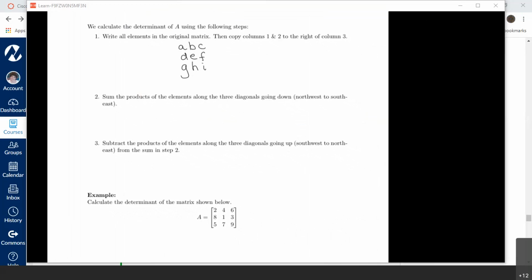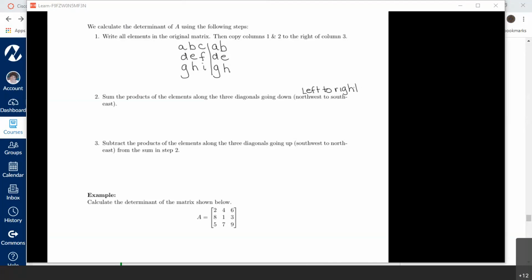And then it says copy columns 1 and 2 to the right of column 3. Okay, so if you take a look, I've got column 1, 2, and 3 here. 1, 2, and 3. And I'm going to copy the first two columns to the right of what's there. Okay, so I have A, B, G, B, E, H. Okay, and it says sum the products of the elements along the 3 diagonals going down. Okay, now that means from left to right.